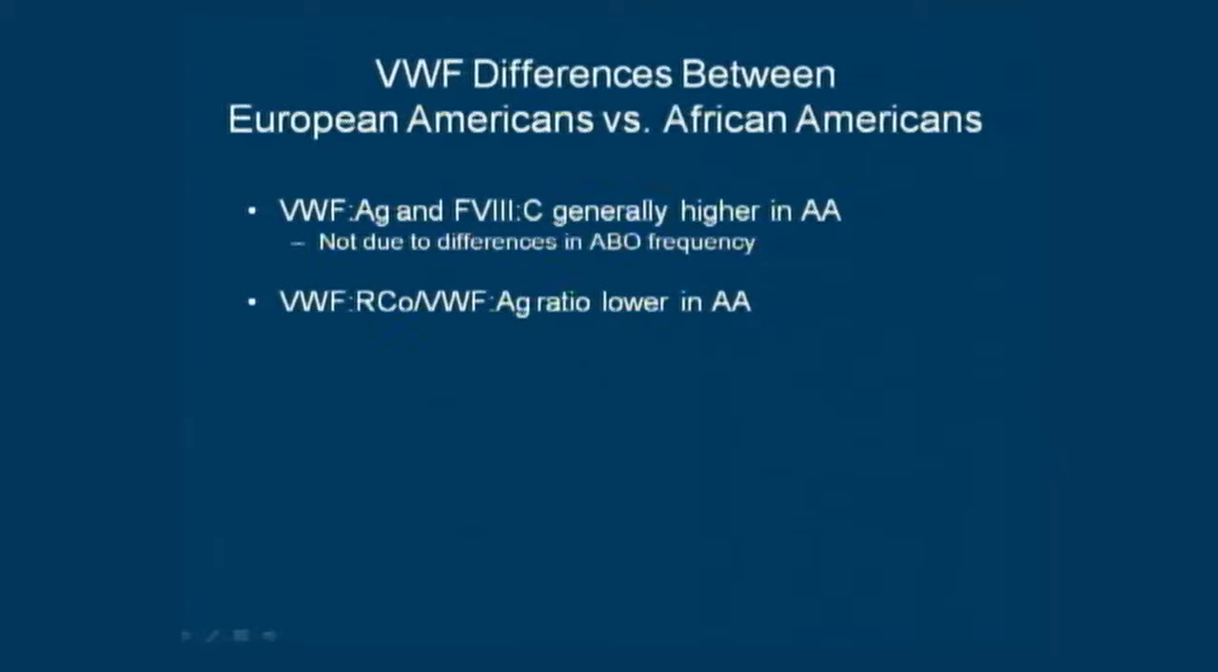Because we know there tends to be more B or whatever, but this does not seem to be the reason that we have high VWF in factor VIII. And the VWF ristocetin cofactor to antigen ratio is lower in African Americans. So the VWF ristocetin cofactor test is an artifact of the lab, but we use it.